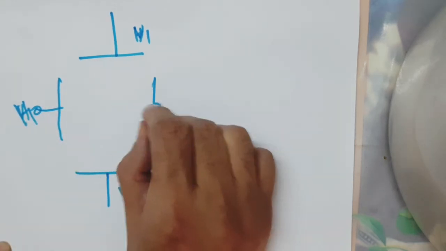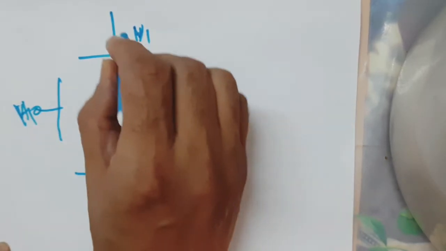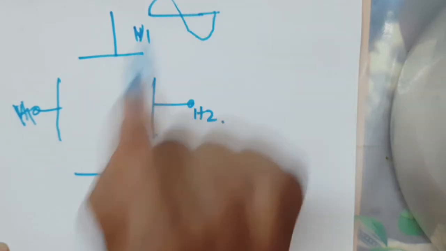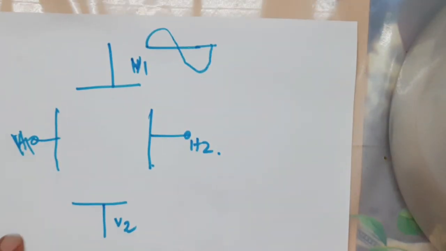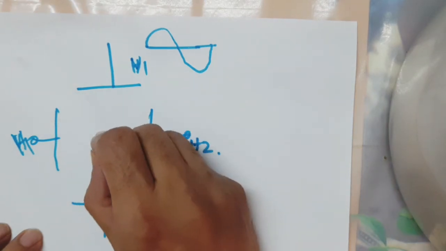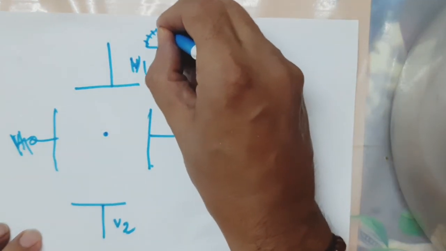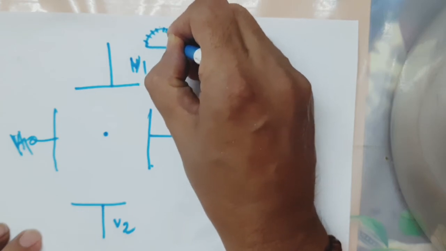H1 and this is our H2. We are applying a complete sine wave. So this is our spot, upper terminal more positive, and then 0.